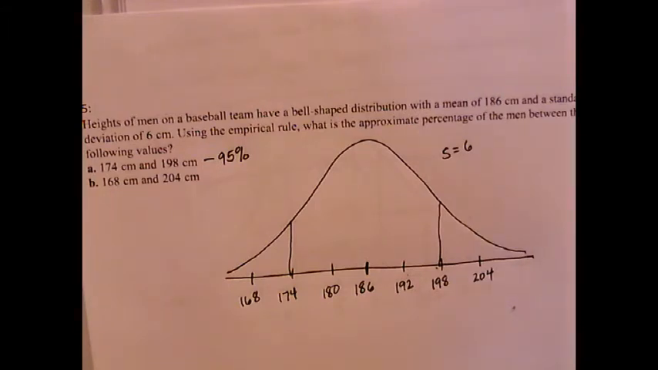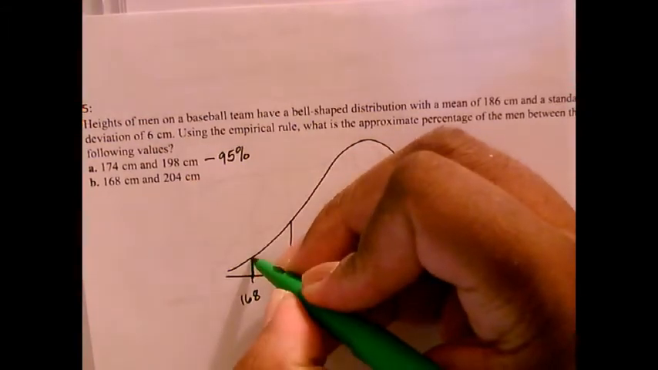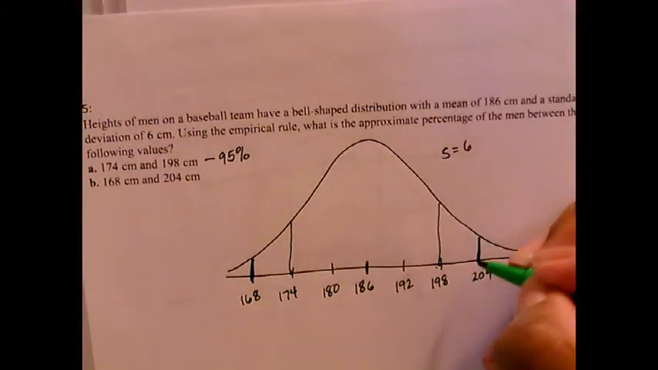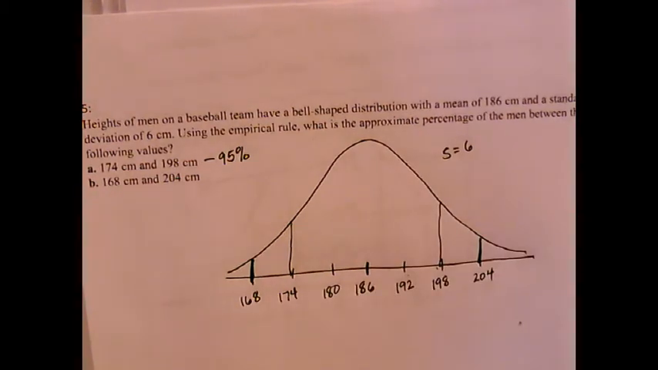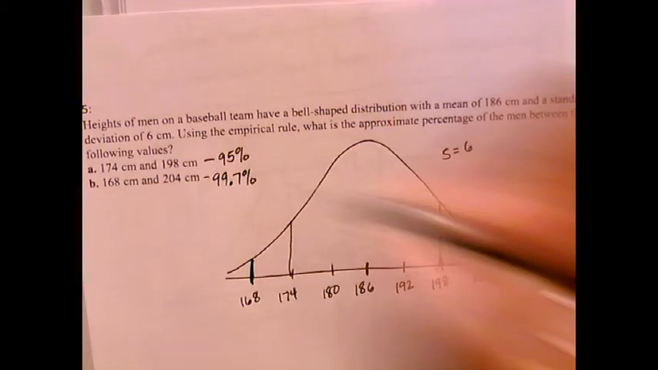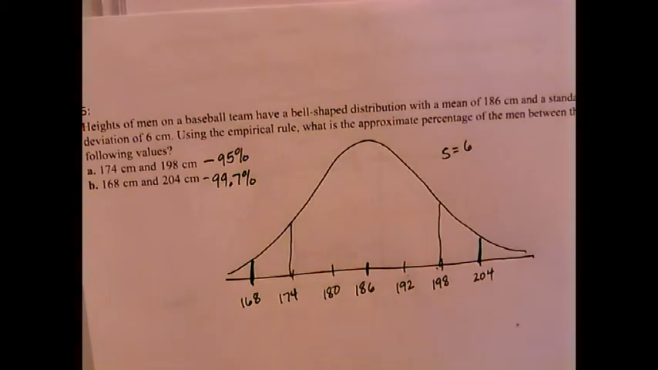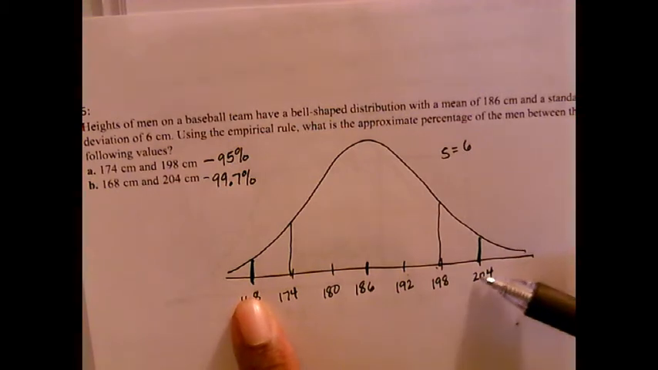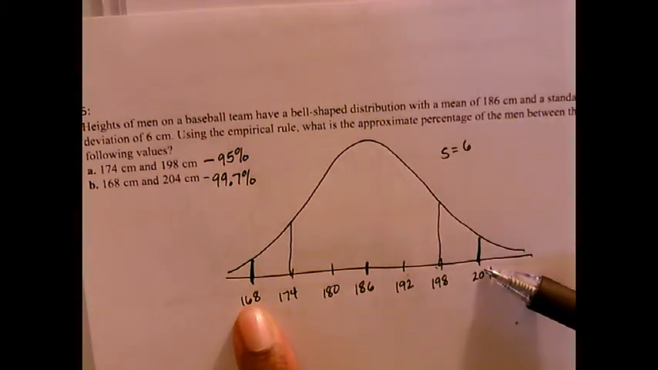That's part A. Part B, 168 and 204. Well, here's 168 over here, and 204 is over here. Those values are within 3 standard deviations of the mean. And according to the empirical rule, 99.7% of the data values are within 3 standard deviations of the mean. So between 168 and 204 centimeters, 99% of the men have heights between 168 and 204.